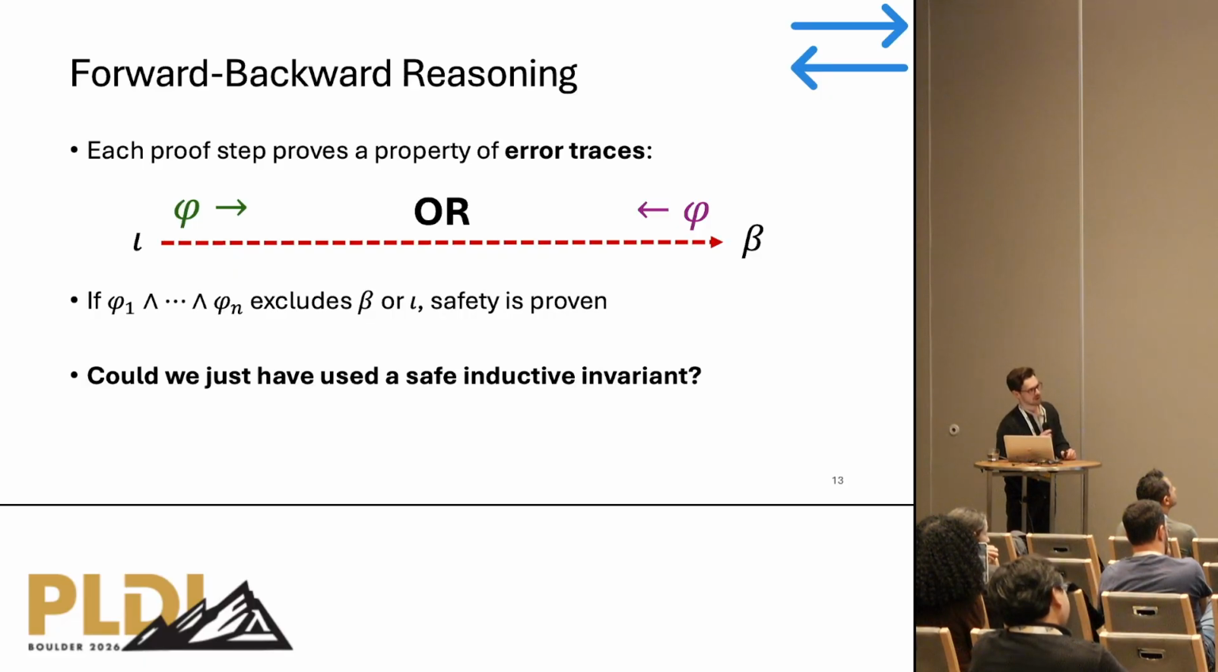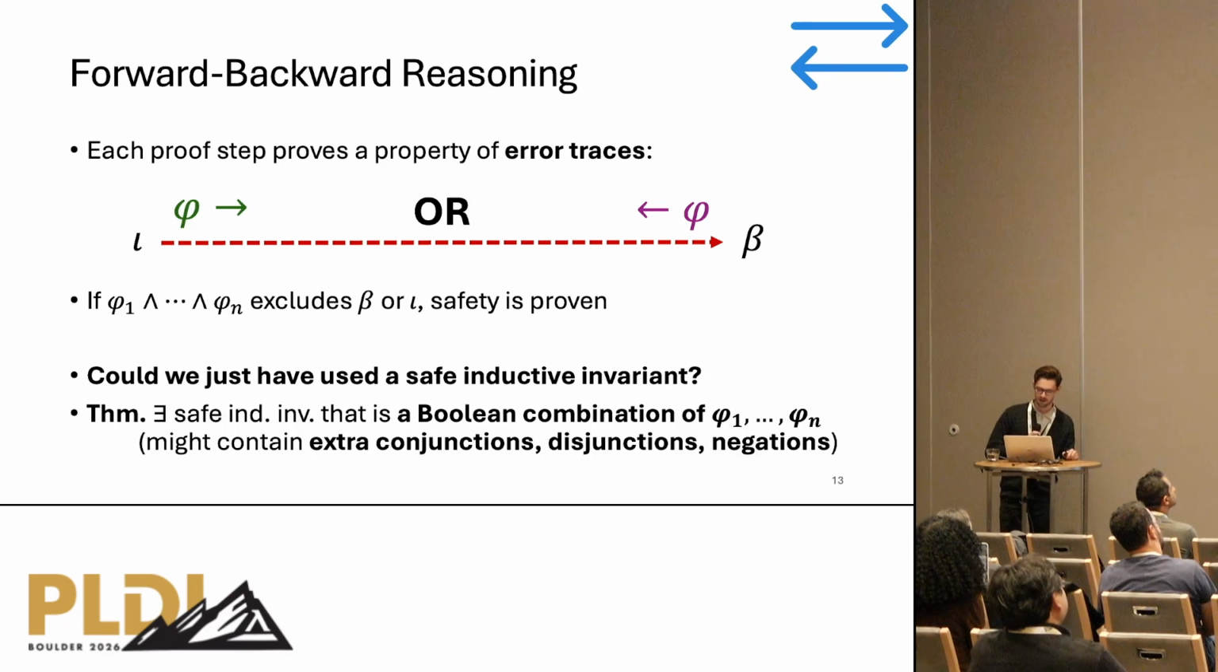Well, we can now ask whether, if we have this kind of proof, could we just have used an inductive invariant, and what would it look like? And we have a theorem in the paper that shows that if you have a forward-backward proof, there always exists a safe inductive invariant, which is a Boolean combination of the formulas that you use in the forward-backward proof, but this inductive invariant may be more complex. So it may include more conjunctions and disjunctions.